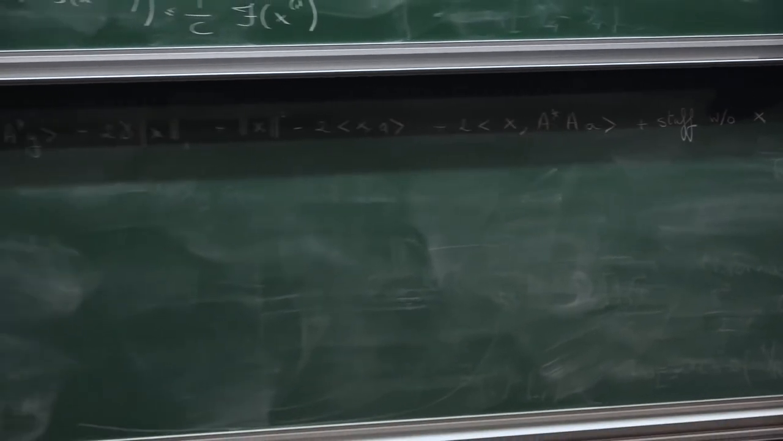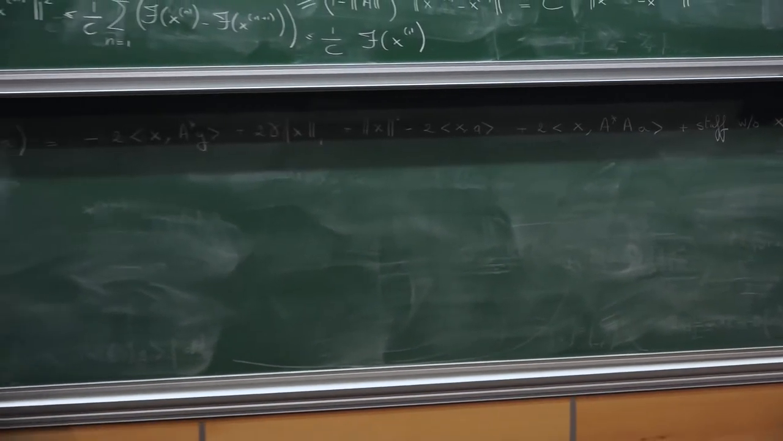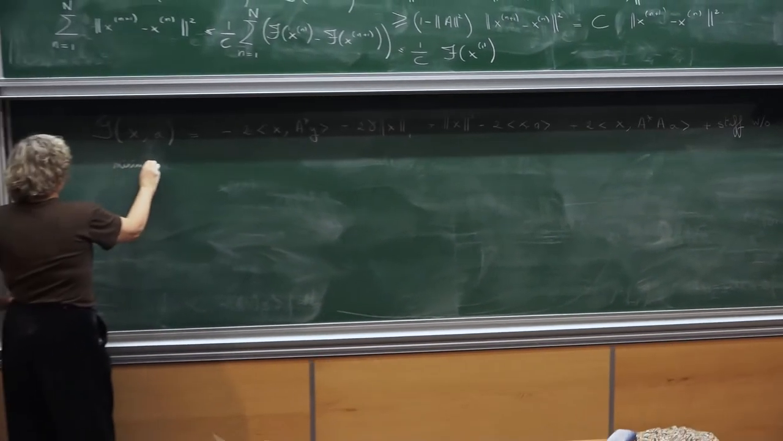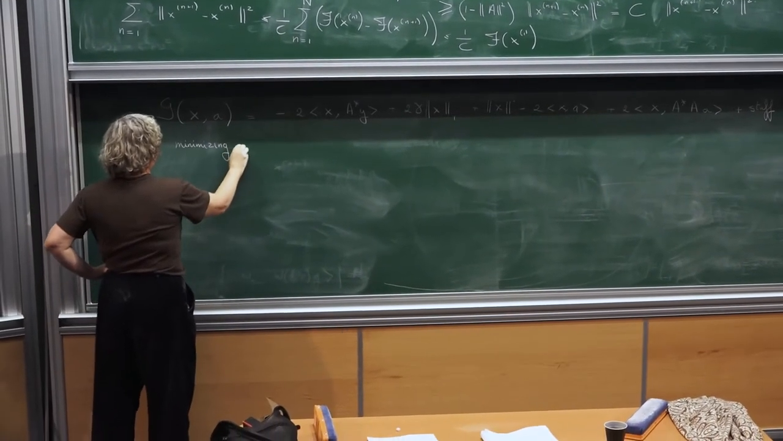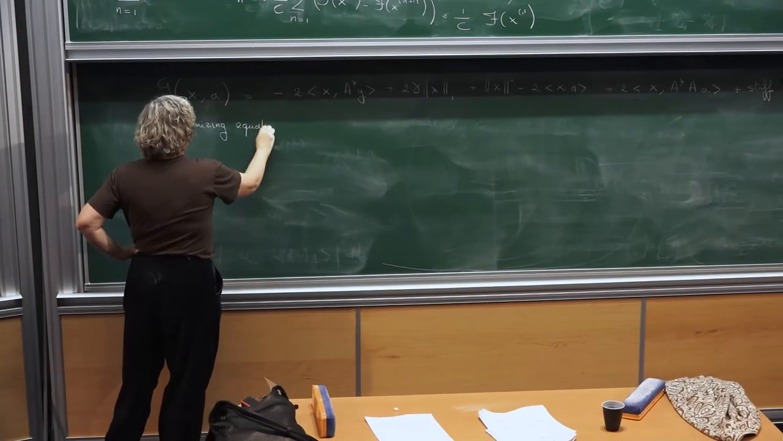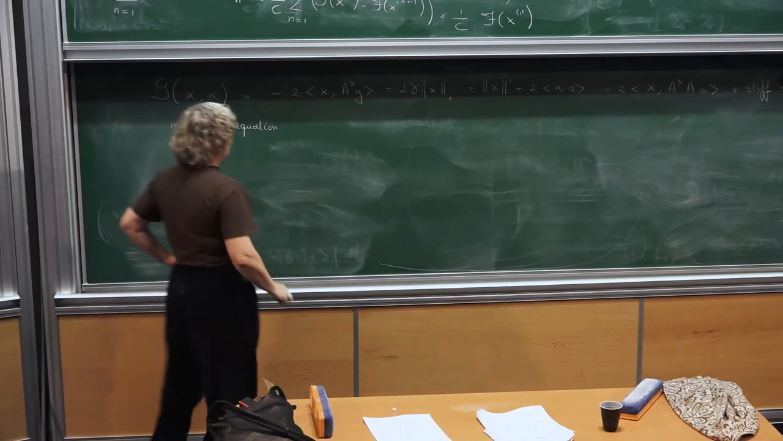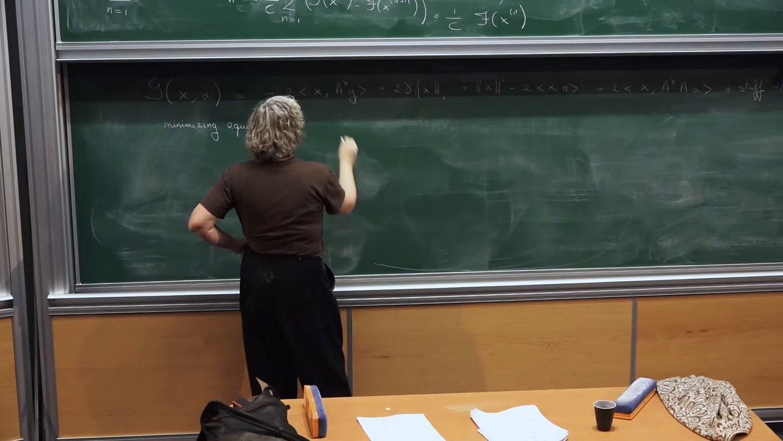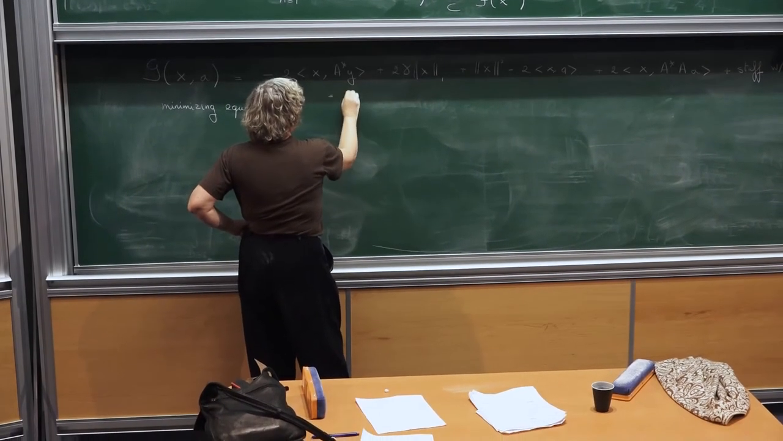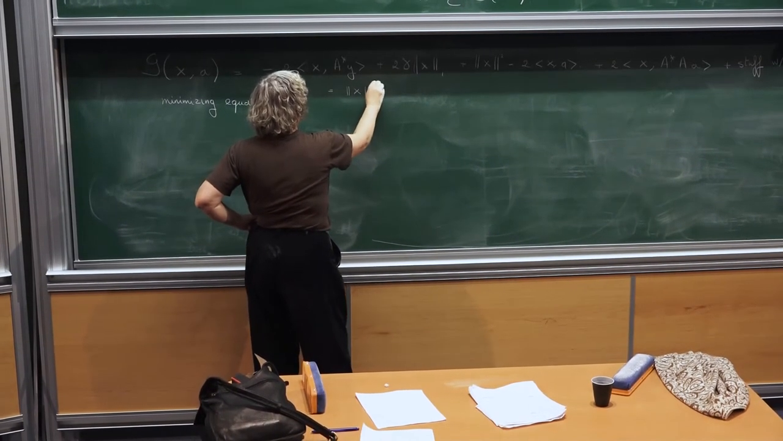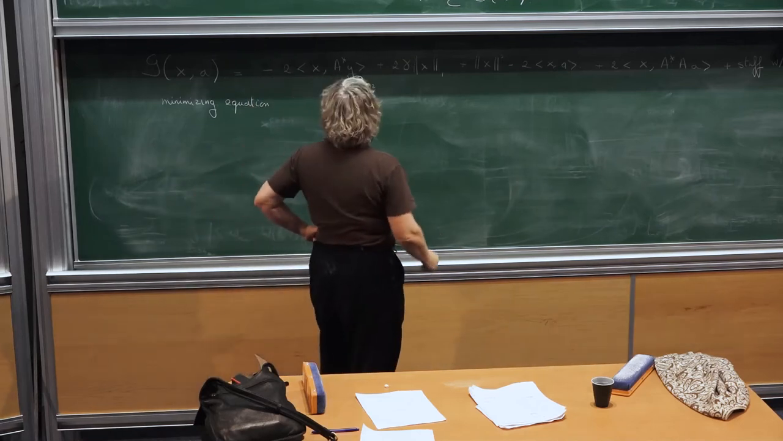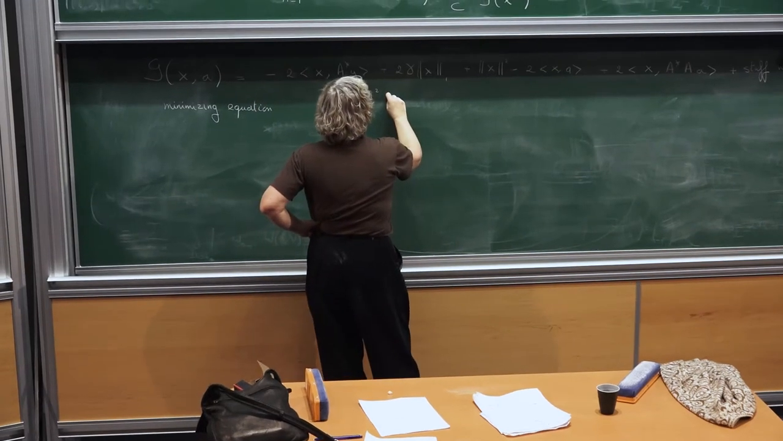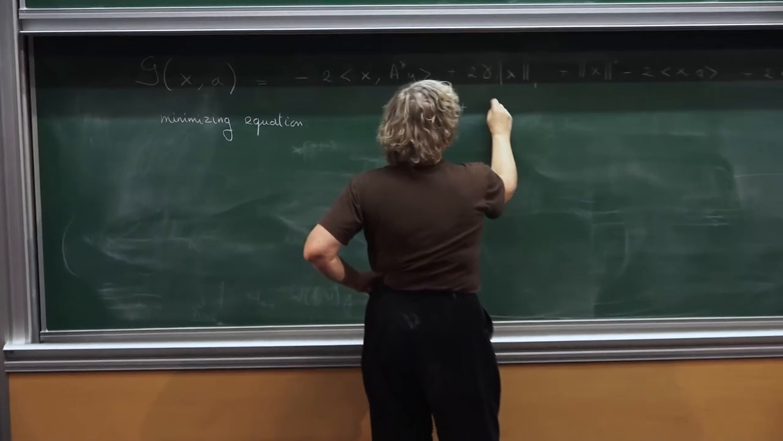So that means that the minimizing equation, well, let's first rewrite this whole thing. I get x squared plus 2.